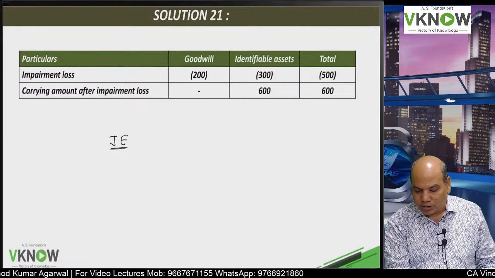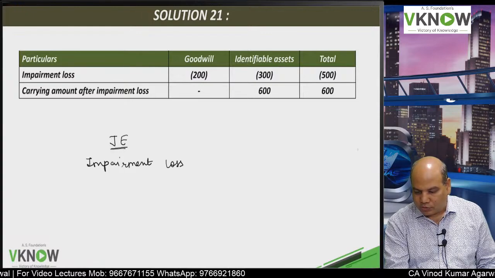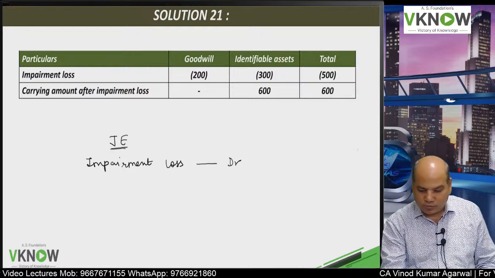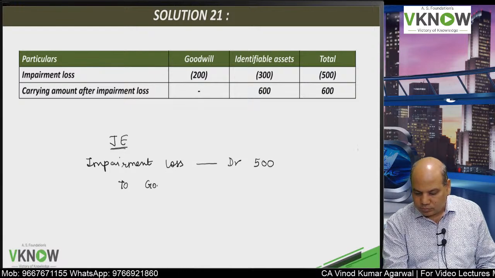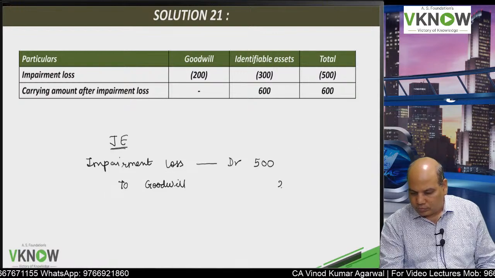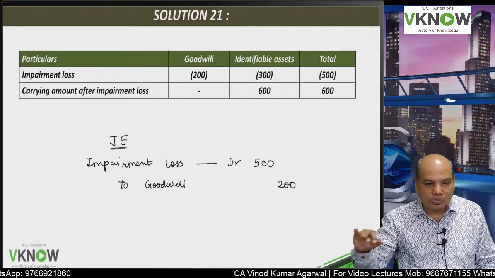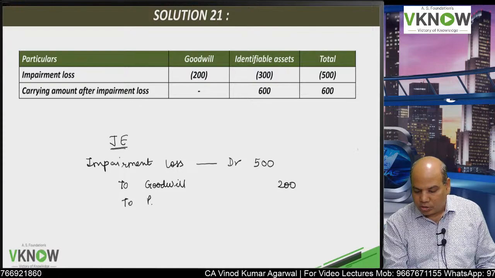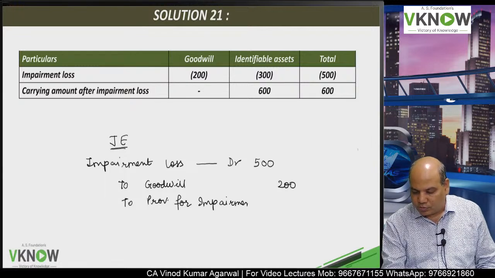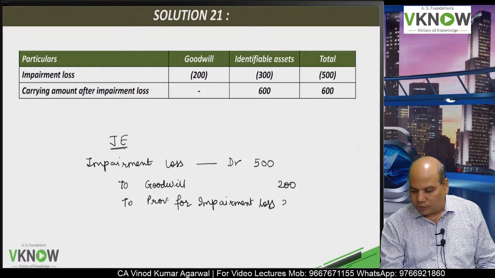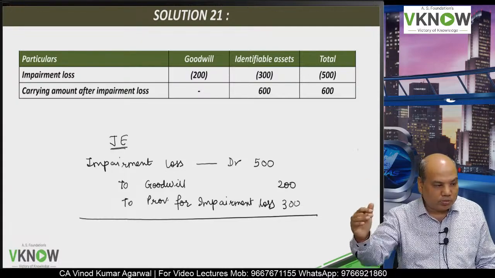So the journal entry would be like this. Please write down in the notebook. Question number 21. Impairment loss account debit 500, to goodwill 200. Goodwill will be directly written off. So credit goodwill, goodwill written off. And to provision for impairment loss. This will go to reduction from asset in the balance sheet. Goodwill will be reduced. Provision for impairment loss reduced from plant.